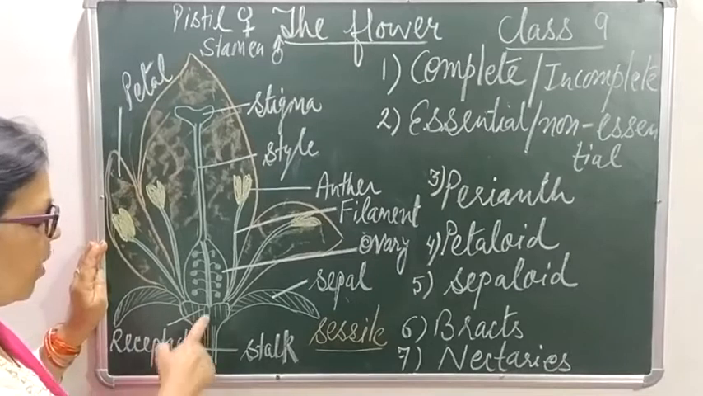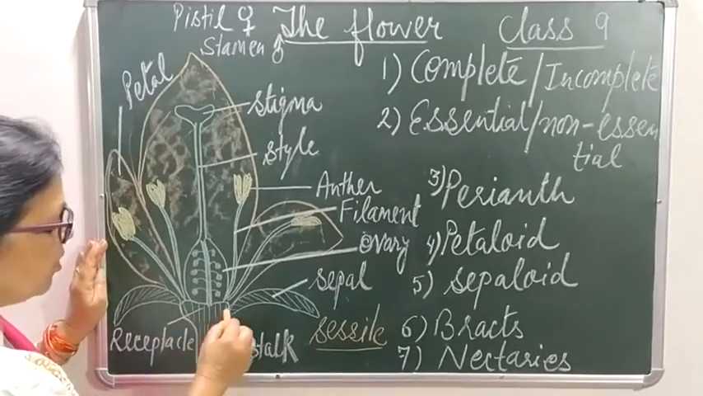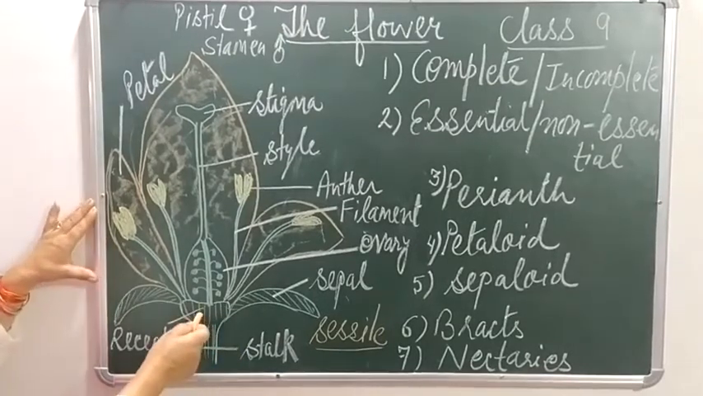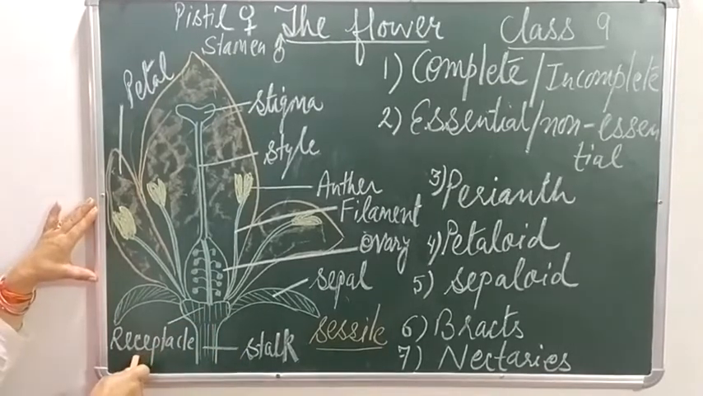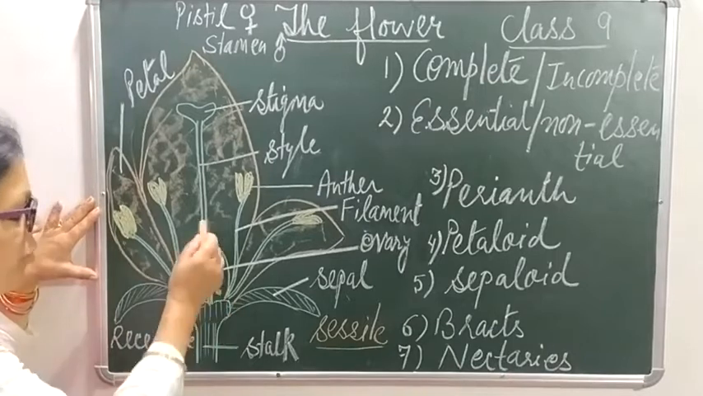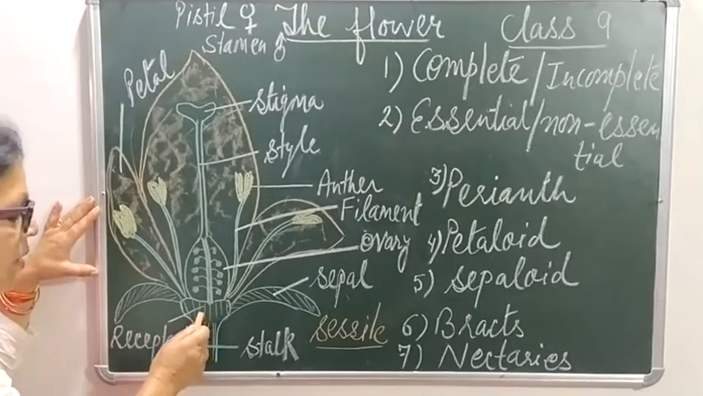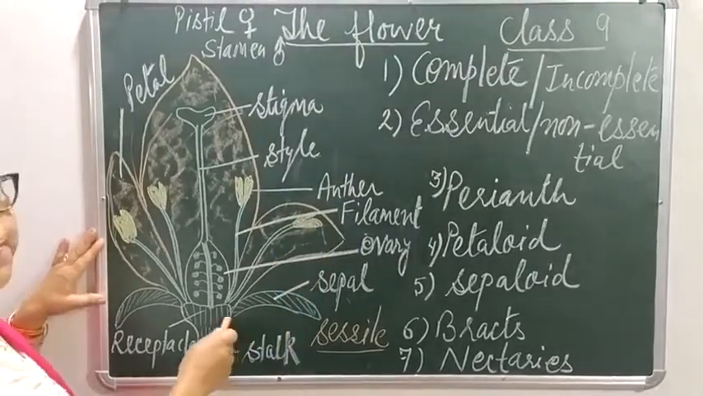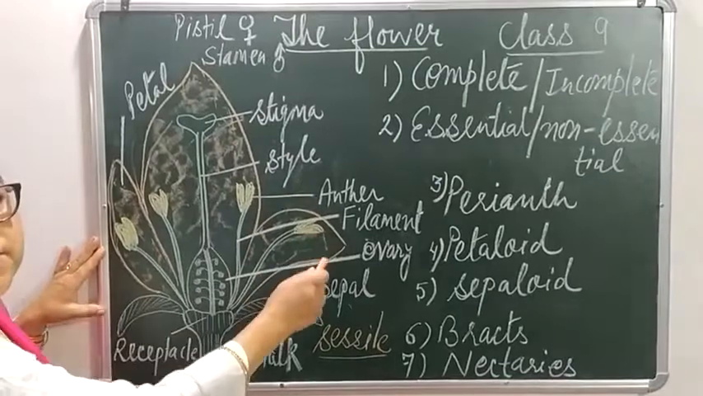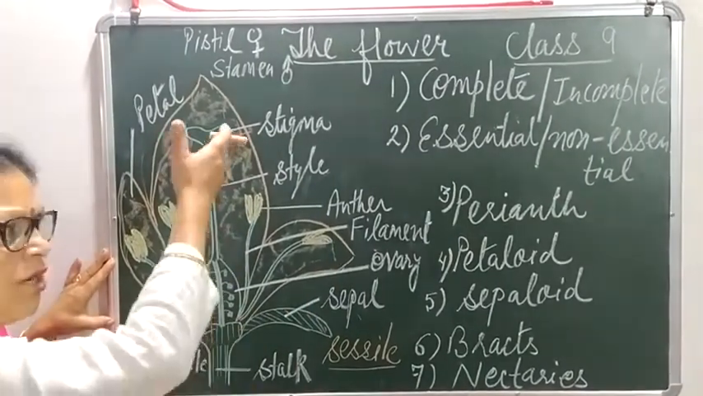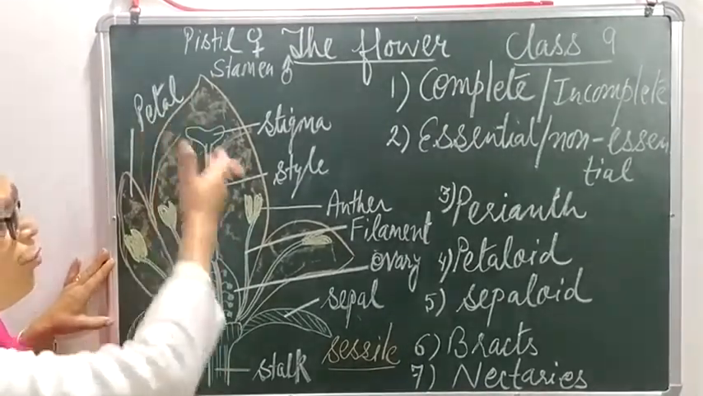Then the upper part of the stalk is swollen and it has a cup-like structure. This cup-like structure is called the receptacle, or the thalamus. So receptacle or thalamus. This base of the flower, or receptacle, bears all these parts. All floral parts are present on this thalamus or receptacle. Now what are these floral parts? There are 4 floral parts.